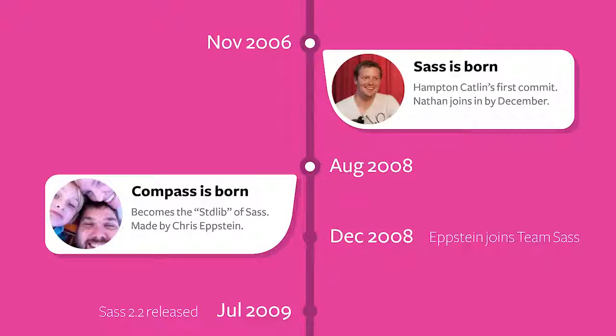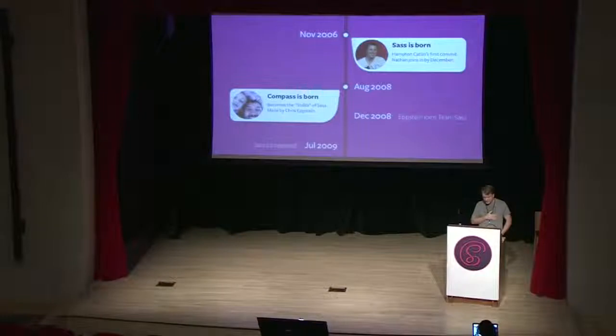And I think Nathan ended up doing more of the work, or at least eventually. Two years later, Chris Eppstein starts working on Compass, and it's sort of become the standard library of Sass. It's probably one of the best reasons to be using Sass. So if you're not using it, you should really get on board. All kinds of great stuff in there. Mixins for CSS3 and just doing a lot of common things. A good reset, all that. By 2008, Chris had joined up with Team Sass. He became a core member.